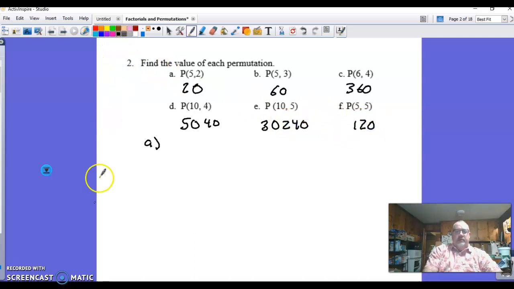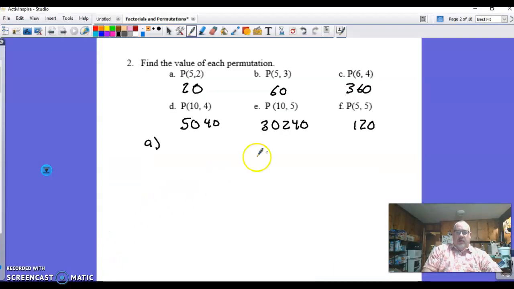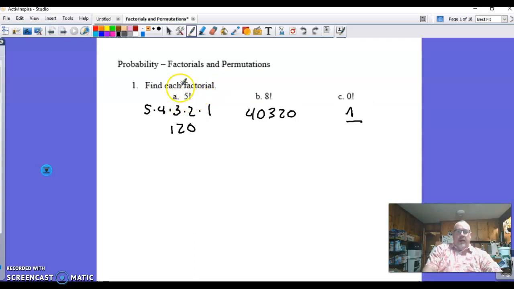I don't know if that was right. Let's go back and check. 5040, 30,240, and 120. Okay, the 120, we got over here, the last one. And there's a reason for that.